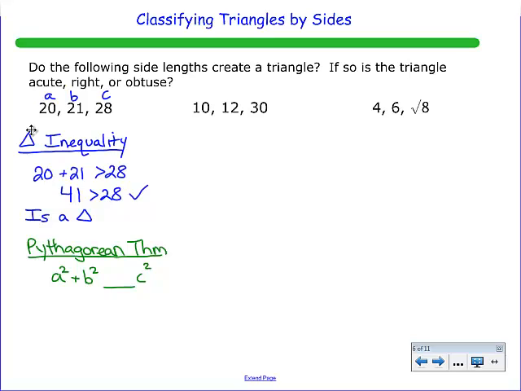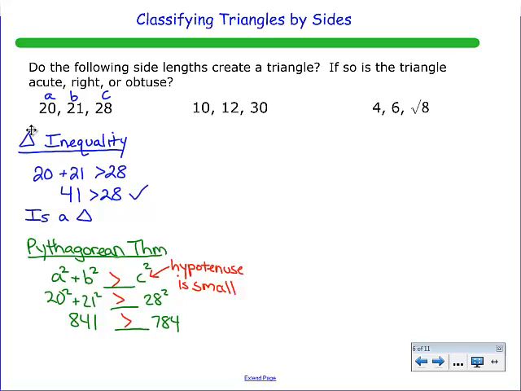So if I look at this, how does 20 squared plus 21 squared relate to 28 squared? 20 squared plus 21 squared is 841, and 28 squared is 784. So I see that 784 is smaller than 841, so our hypotenuse is not big enough. It's too small. So if the hypotenuse is too small, it means we have an acute triangle. Okay, let's try another one.